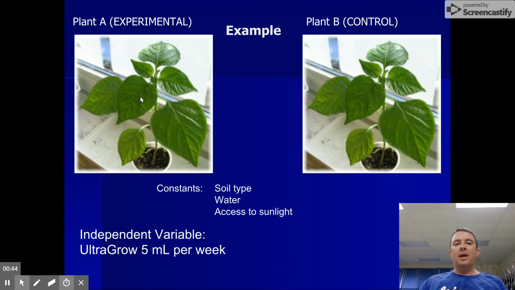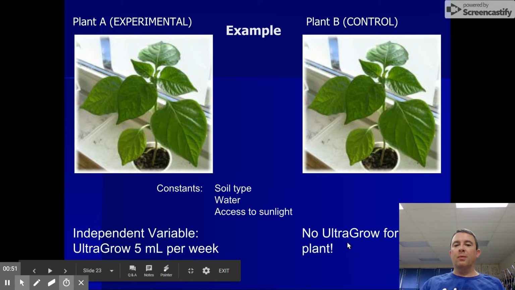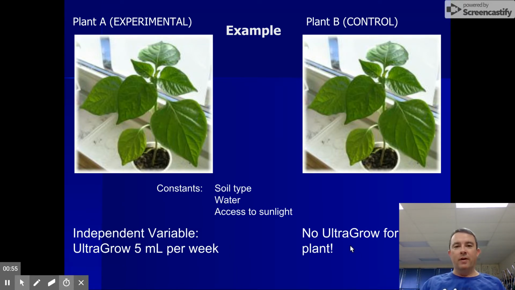Okay, so this plant is going to receive 5 milliliters of Ultra Grow fertilizer per week, and the other plant will not receive any Ultra Grow. And this is a very, very simplistic example, but I'm simply going to compare the growth of the two plants and maybe eventually compare how many peppers they produce.